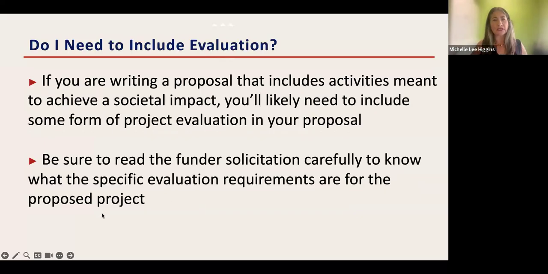All right. So how do you know if you need an evaluation plan? If you're writing a proposal that includes activities meant to achieve a societal impact, just as Jen had mentioned earlier, you will likely need some way to decide whether or not you have achieved those impacts. And also within the funding solicitation, they will probably provide some requirements around an evaluator if that's what they're interested in. They will let you know. So it's up to you to read and be up to date on the solicitation and what the funder requires.